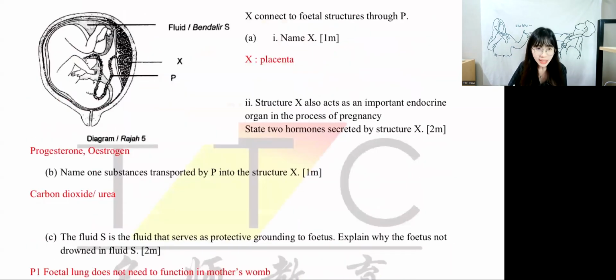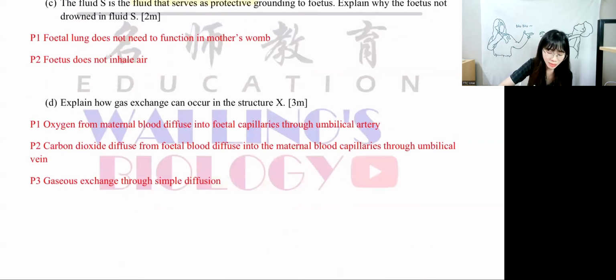D, explain how gases exchange can occur in structure X. Okay, now X is the placenta. When the question asks about gases exchange, we have to make sure that we mention two gases, which is oxygen and carbon dioxide. Oxygen is from the mother to the fetus. Carbon dioxide is from the fetus to the mother. Things that we don't want, we give to the mother. Things that we want, the mother gives to us. This is the difference between them.